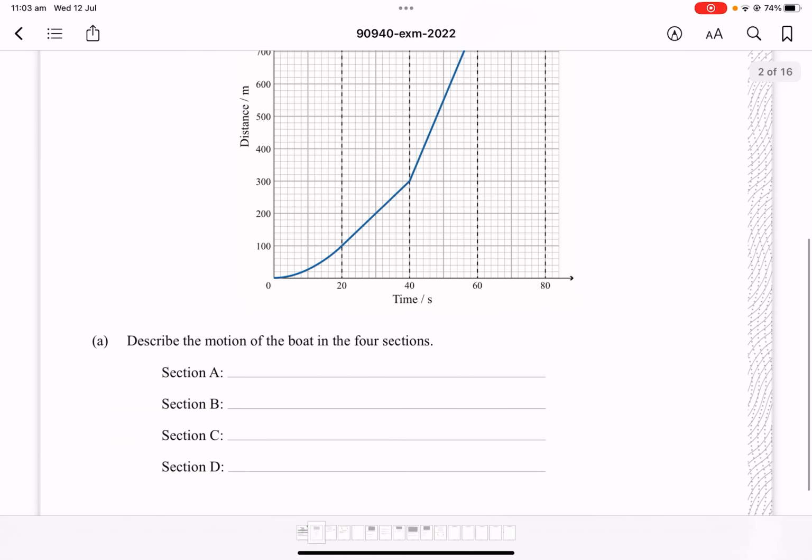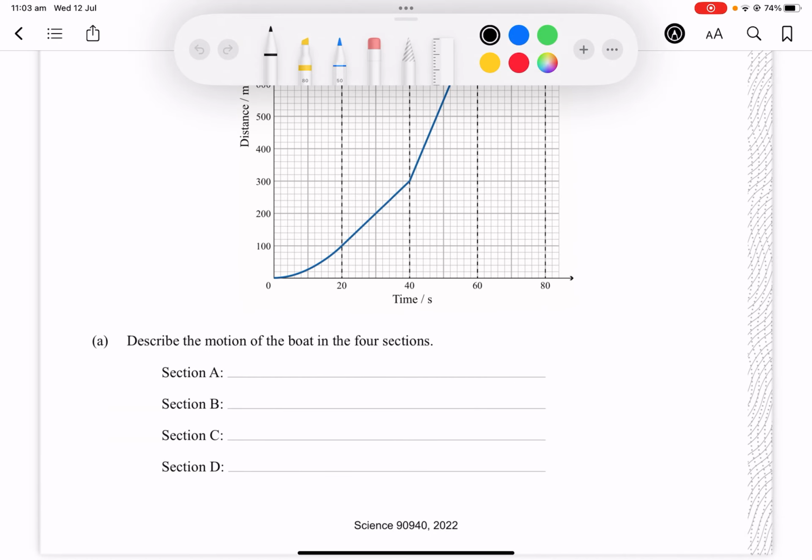For section A, we'll see that there's a curve in the graph. As you can see here, we cover a small amount of distance at the start with respect to time, and we cover more distance with time as the time goes on, which indicates that we are accelerating. So we're increasing in speed in this section. So for section A, we're going to be accelerating.